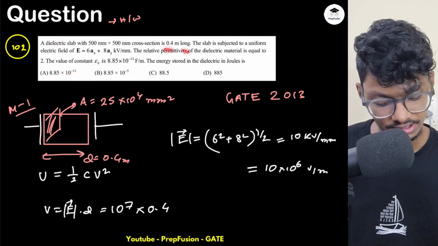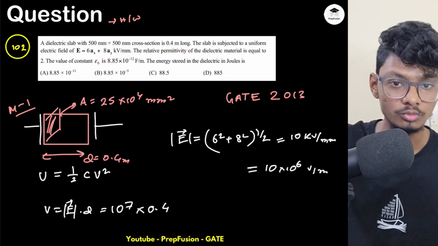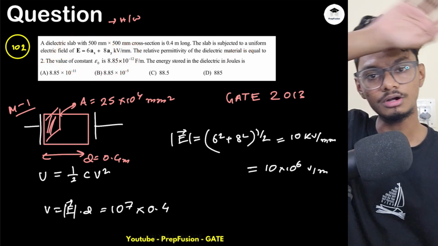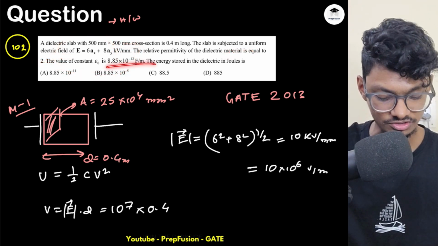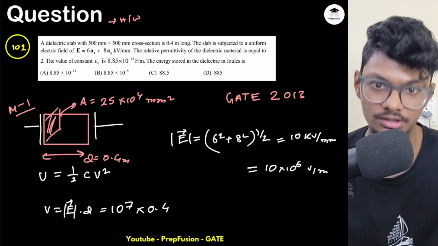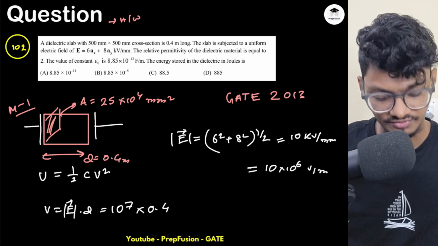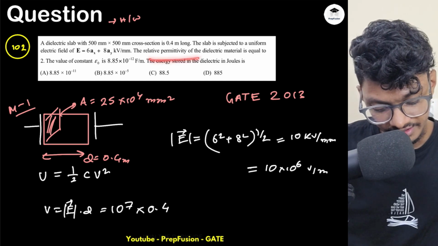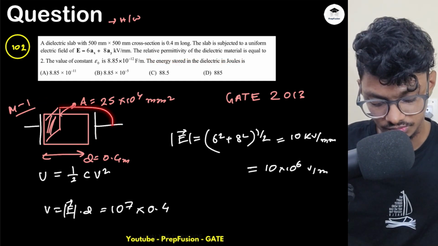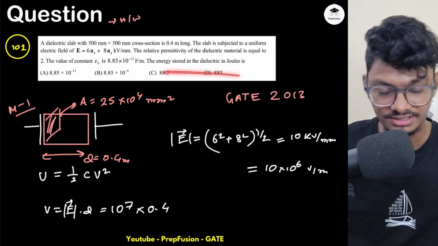You might say, sir, here the length is very large than the area, but they have mentioned that somehow they are able to get a uniform electric field. It does not vary with distance, and obviously it does not vary with time as well. So again, whatever formulas we derived, those will work here because those were only for uniform electric field. The relative permittivity of the dielectric material is equal to 2. If the relative permittivity of the dielectric material is equal to 2, then you have to find out basically the energy stored in the dielectric.